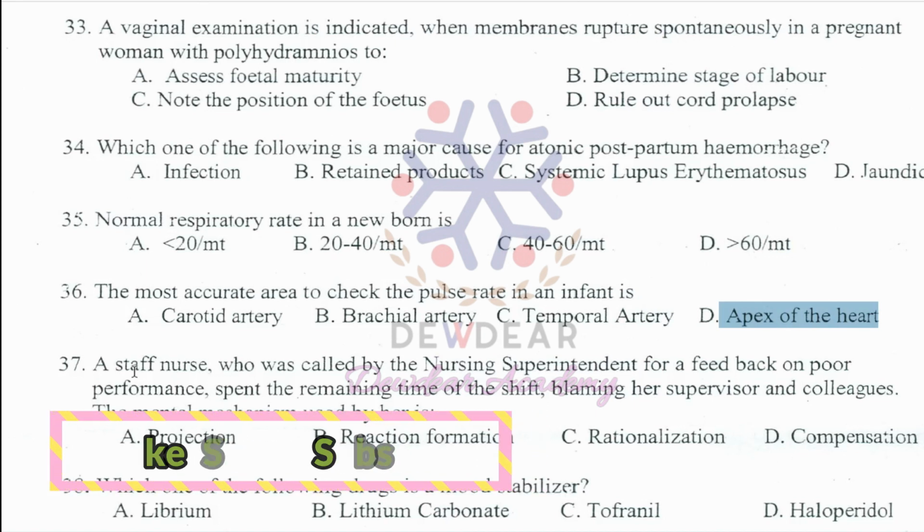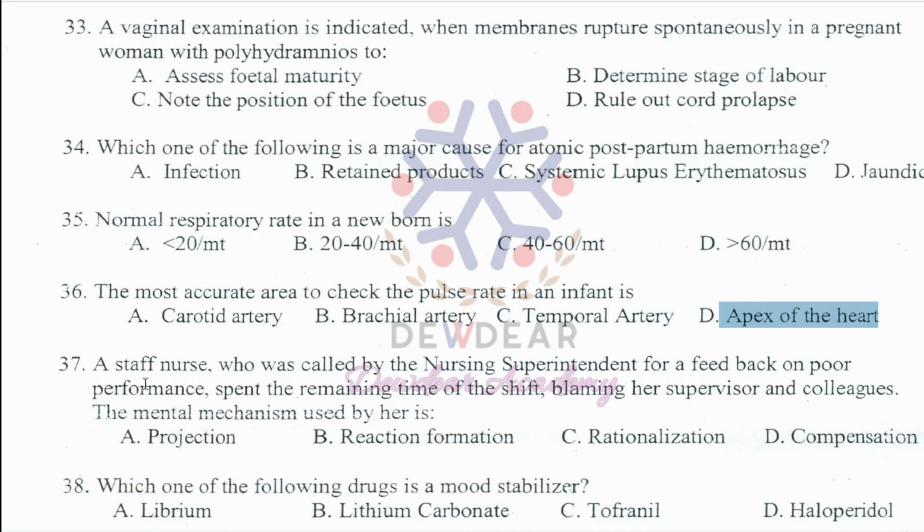Then question number 37. A staff nurse who was called by the nursing superintendent for feedback on poor performance spent the remaining time of the shift blaming her supervisor and colleagues. The mental mechanism used by her is: projection, reaction formation, rationalization, or compensation.